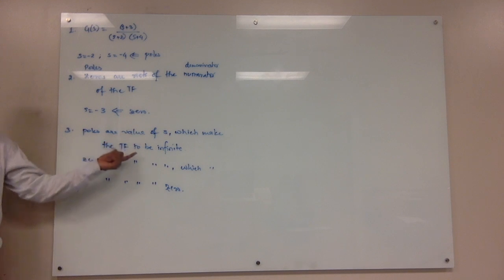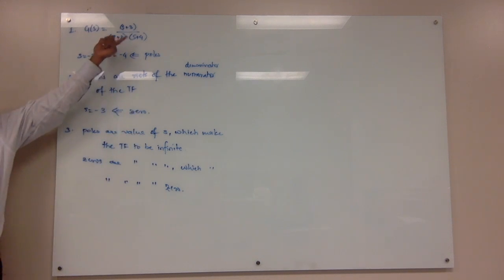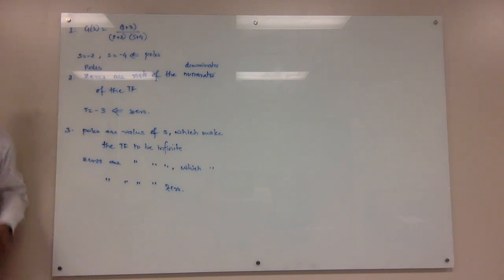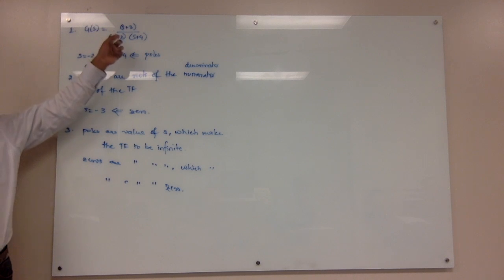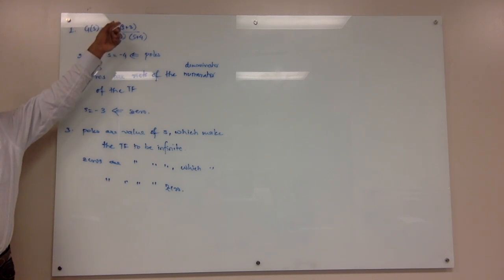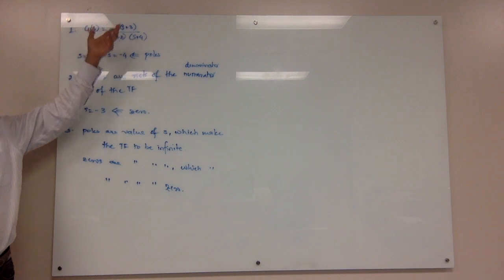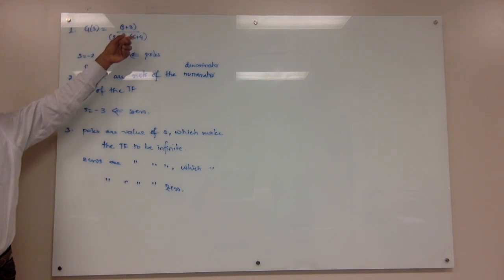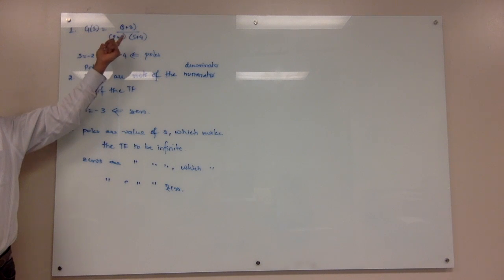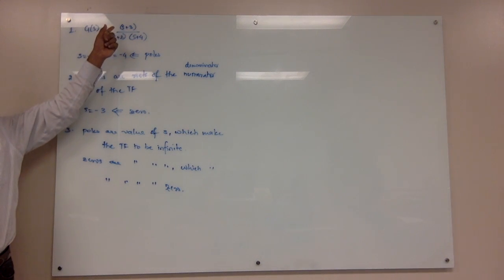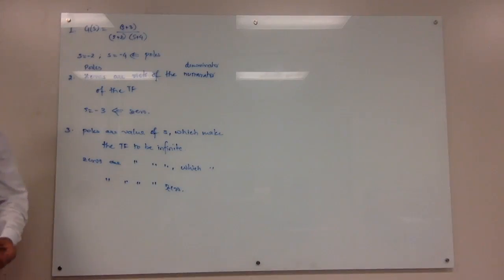Okay, so here, what value of S will make this infinite? -2. Right, if you substitute -2 in S, this will be 0. So it will be 1 over 0, which is infinite. If you substitute S equal to -4, it will be -1 over 0, which is infinite. Alright. What value of S will make it 0? Substitute S equal to 3, it will make it 0. Alright.